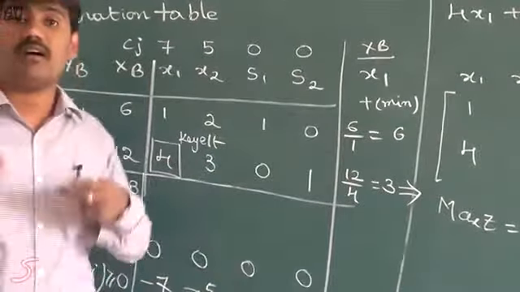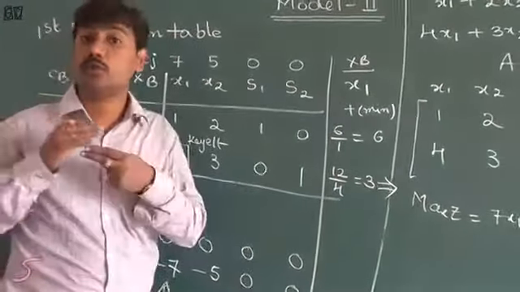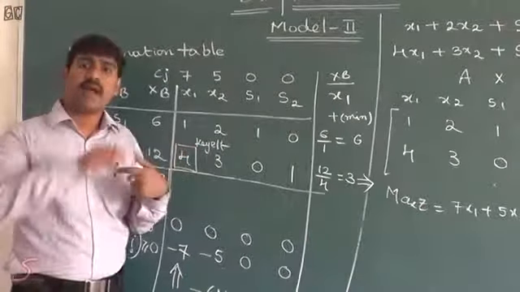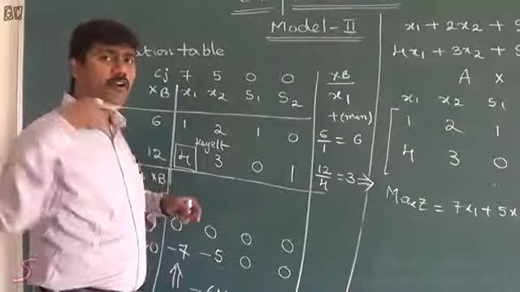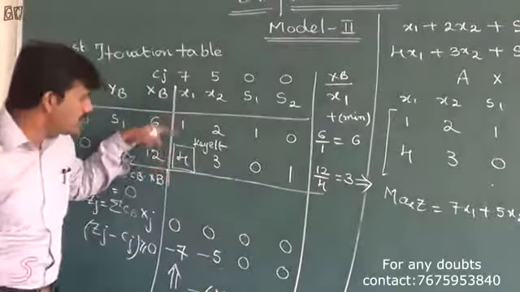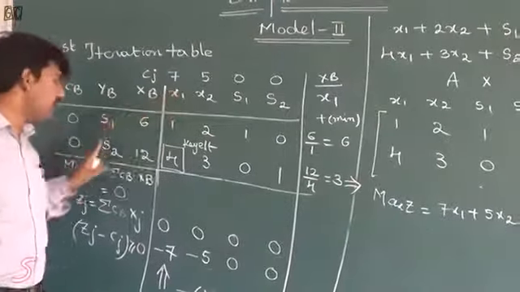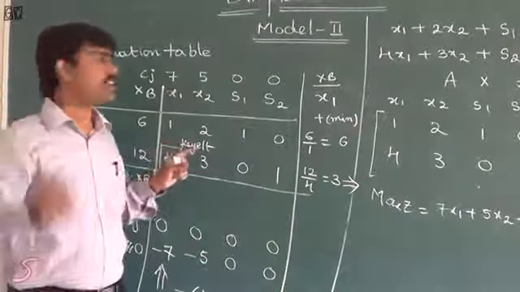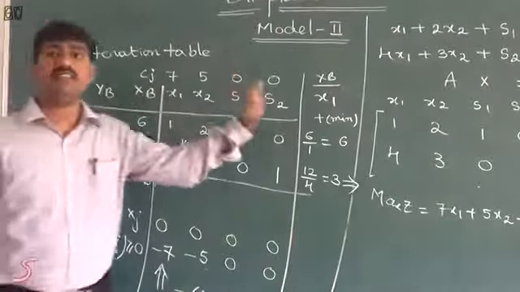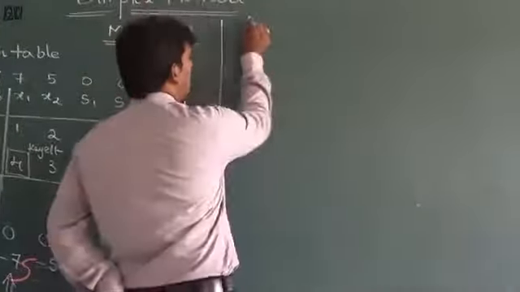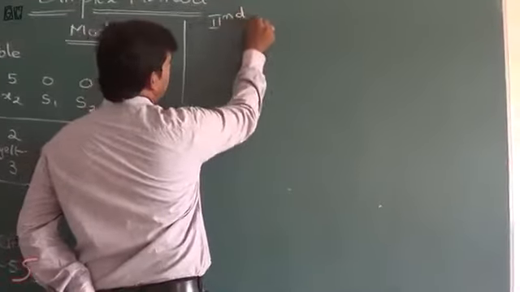After this, we have the next iteration table. We have two major steps. First, we have to make this key element unity by dividing by itself, and make all the other elements in the key column 0. After this, I am going to make this one 0. And x1 is the incoming vector, s2 is the outgoing vector. The cost of x1 is 7 in the second iteration table. The second iteration table is as follows.